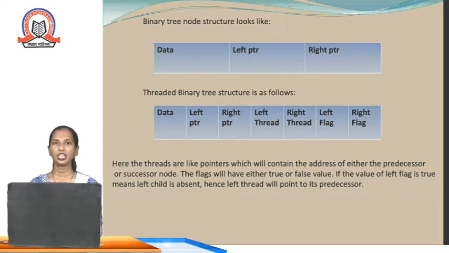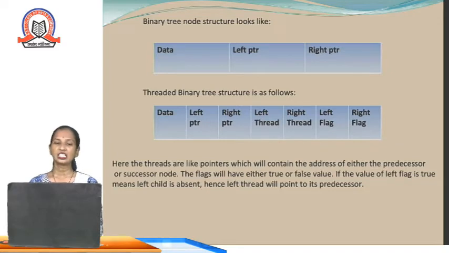In threaded binary tree, there are 2 extra flags assigned, along with the threads, that is the left thread and the right thread. So what are the left flag and right flag? The left flag will say that the left child is absent, and the right flag will tell that the right child is absent. If the left child is absent, the left flag will be true, and the left thread will have some address. Similarly, if the right child is absent, the right flag will be true, meaning there will be an address present inside the right thread.